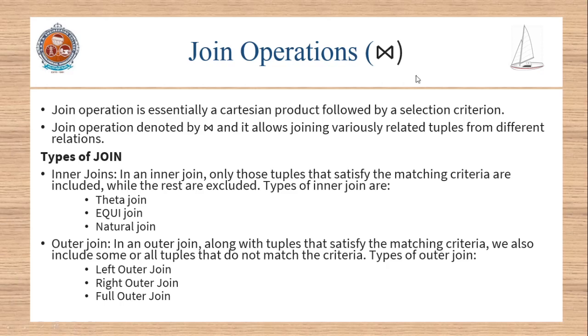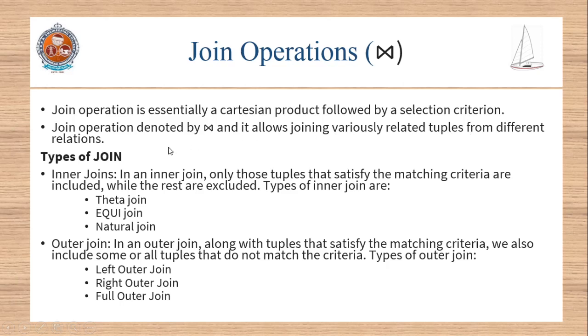This is the symbol we are going to use for join operations. Join is essentially a special type of Cartesian product which is followed by a selection criterion. Same as a Cartesian product, it is going to pair each and every tuple of the left side relation with all the tuples in the right side relation. This join operation allows joining variously related tuples from different relations.